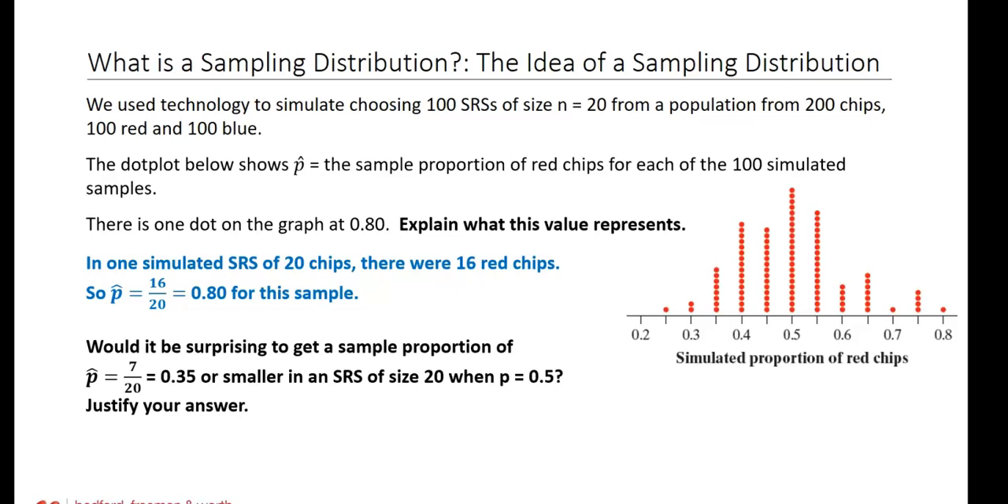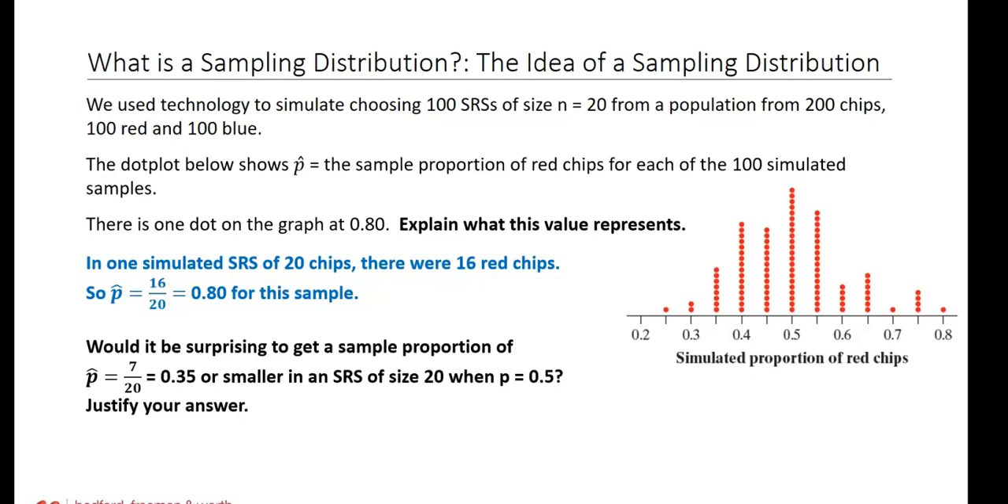So if you have to count the dots here, at 35%, there's 1, 2, 3, 4, 5, 6, 7, 8, 9, 10, 11. I counted 8 at 35%, 2 at 30%, and 1 at 25%. So 35% or more extreme, I counted 11 out of the 100 dots. So about 11% of the time.